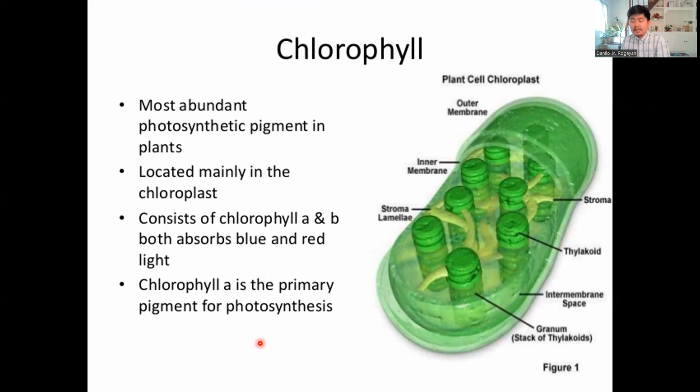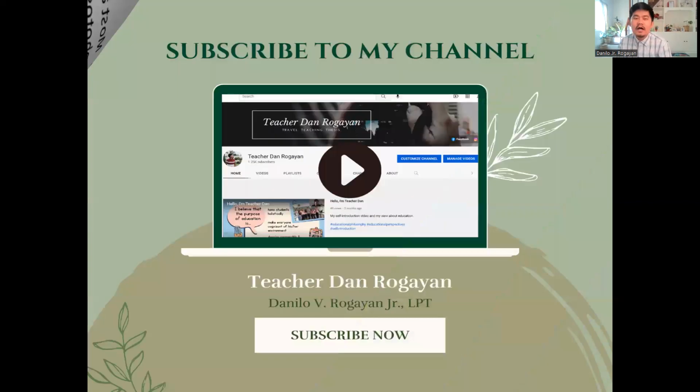And these actually are stored in the thylakoids of our chloroplast. So the chloroplast, remember, is the site of our photosynthesis. Ito, nangyayari yung photosynthetic process. The chlorophyll A is the primary pigment for photosynthesis. Right? So that is our Gen Ed rationalization.